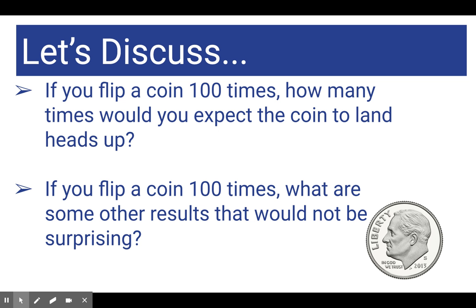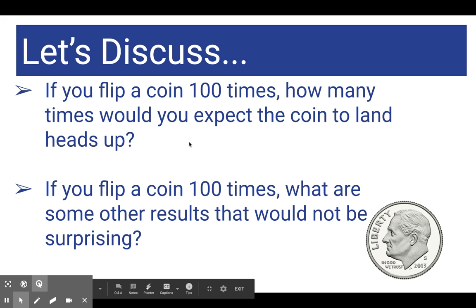Okay. For number three, when it says if you flip a coin 100 times, what are some other results that would not be surprising? So something could be anything from like 40 to 60, or you can tell us what do you think would not be surprising.